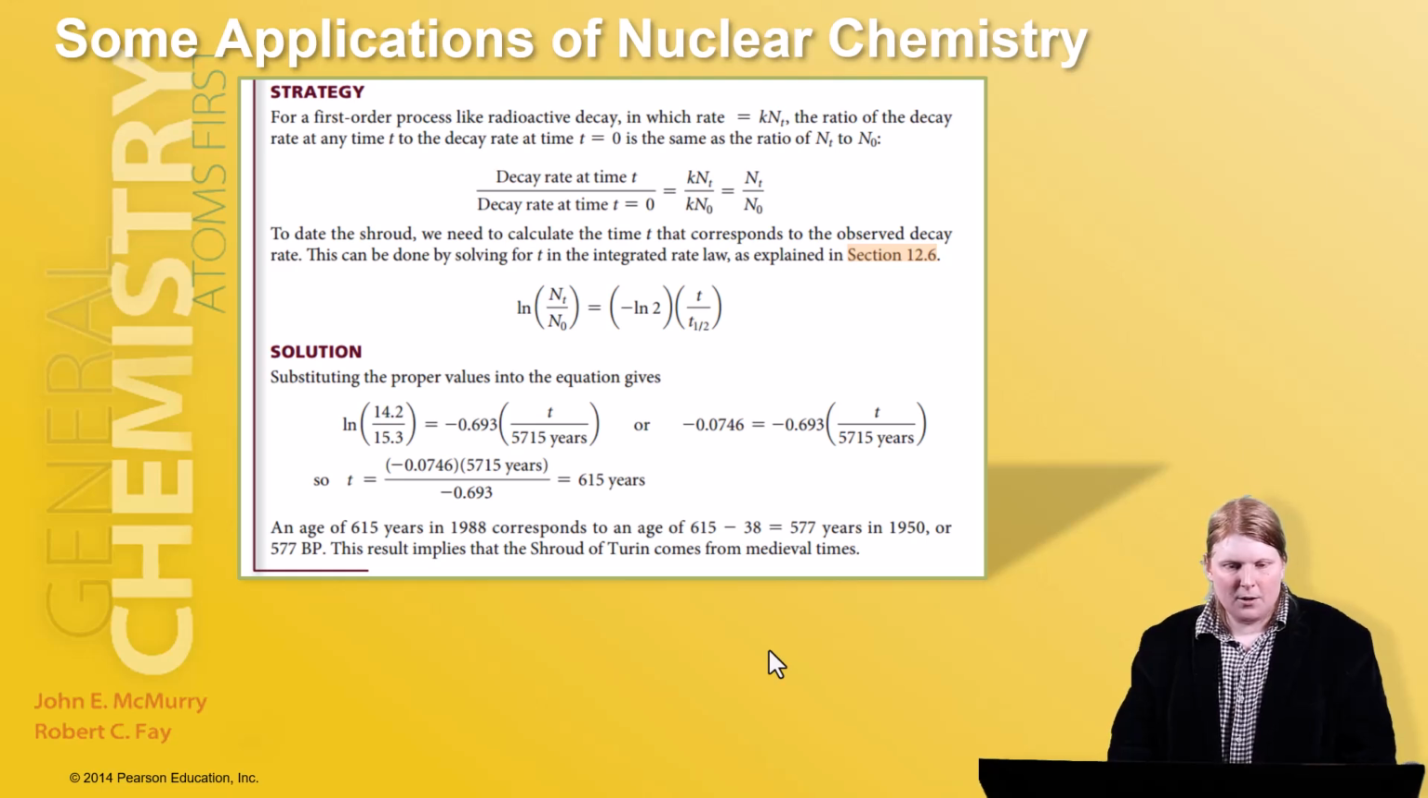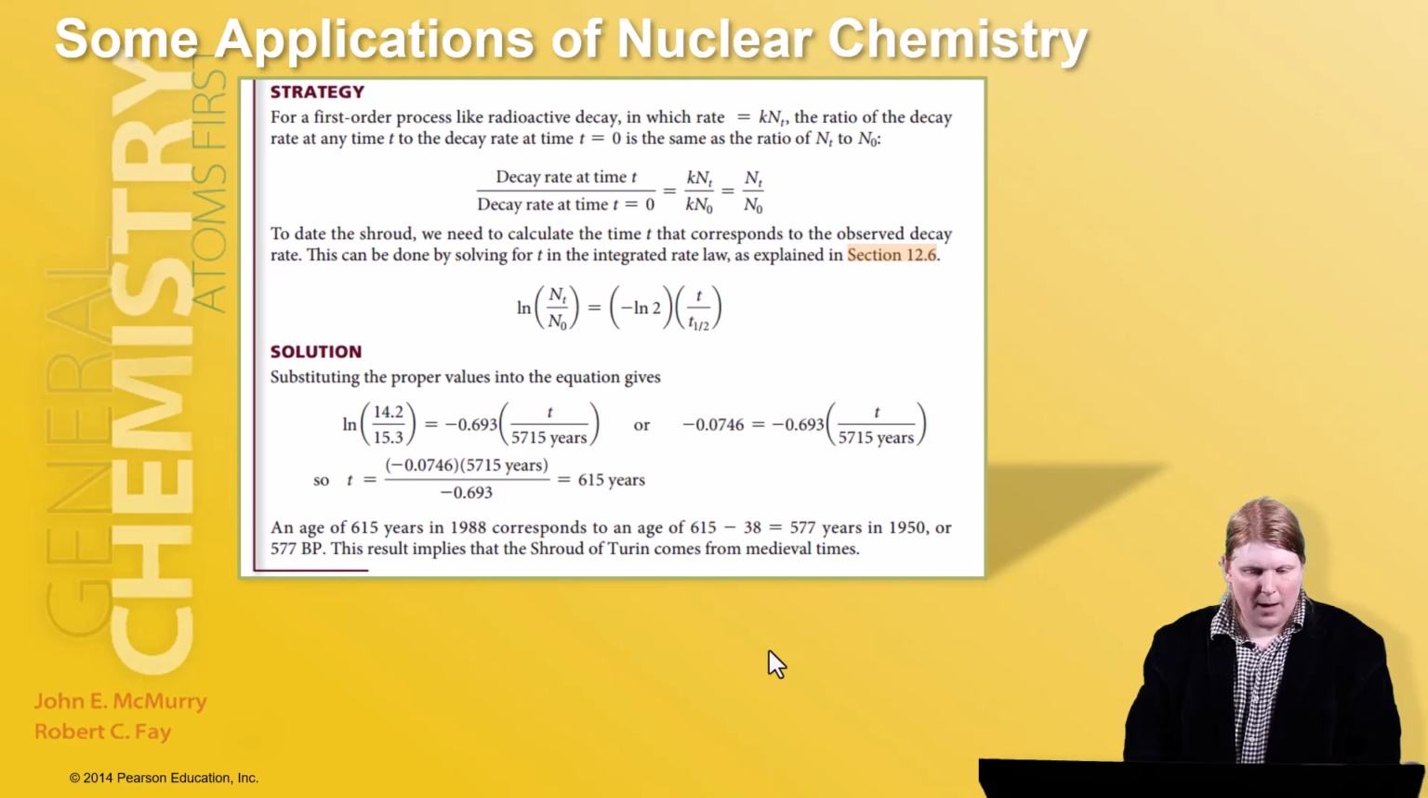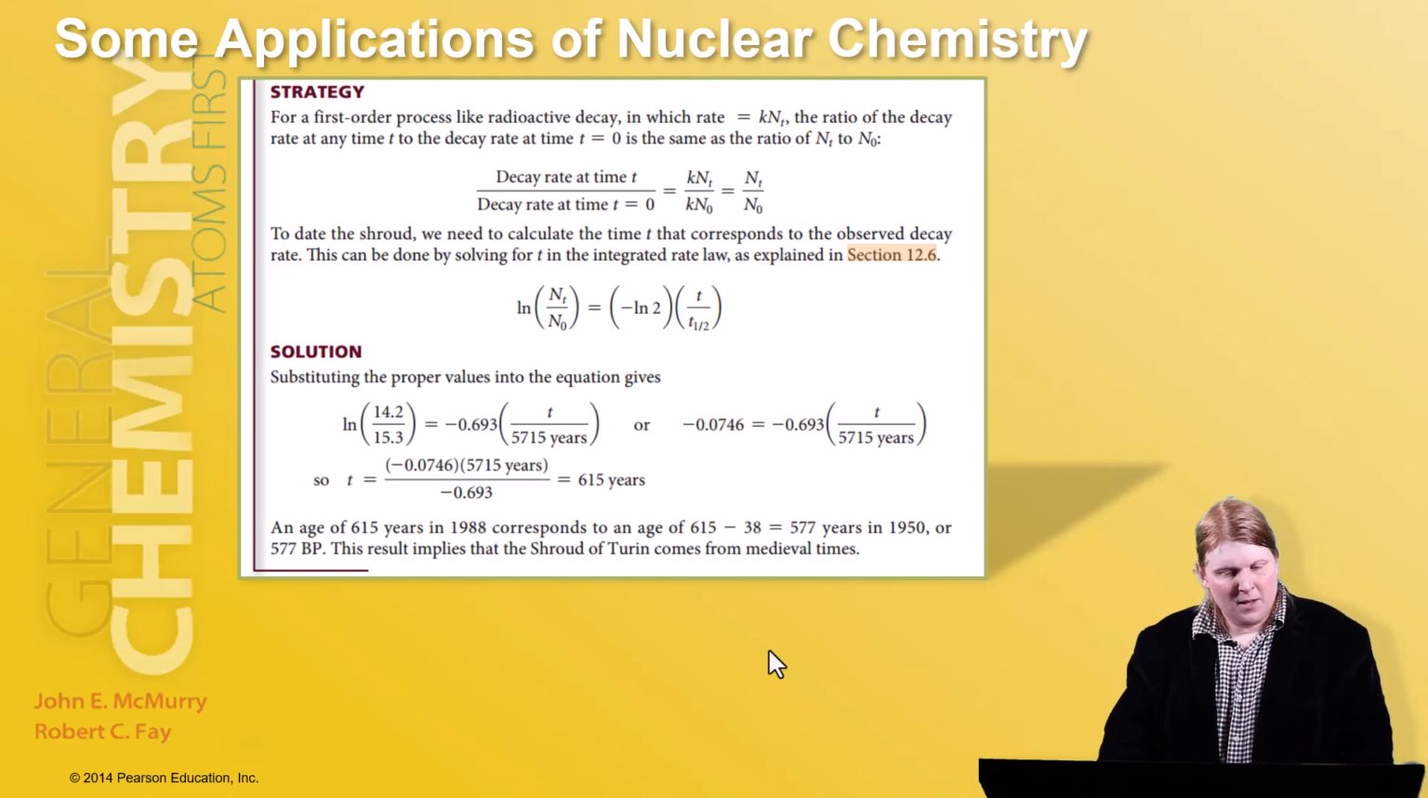So they say here, to date the shroud, we need to calculate the time that corresponds to the observed decay rate. So they put in a decay rate, which was provided in the problem, the two rates. They said that the original rate, and they got another rate, and they plugged those in. And then we can solve this using the half-life of carbon-14, which is 5,715 years. They put in the natural log of 2, and they're able to solve this to 615 years.